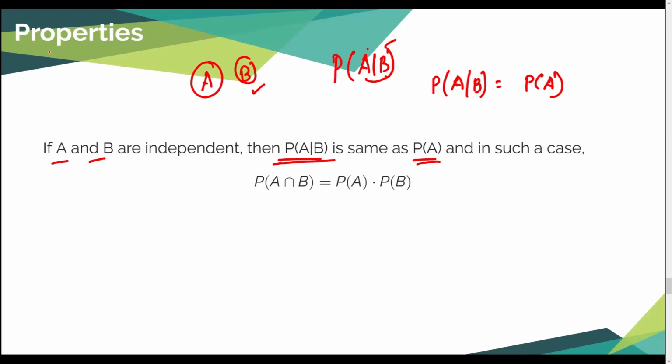So this is the property associated with conditional probability. If the two events A and B are independent, then we can write this expression. Now what is A intersection B? A intersection B represents the probability of simultaneous occurrence of A and B. That means A and B both happen at the same time, right? So we can write this expression.